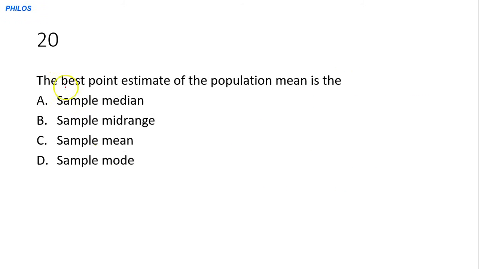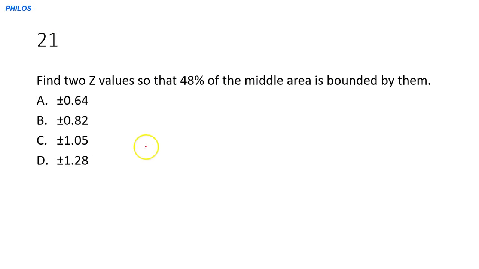Question 26. The best point estimate of the population mean is the sample mean, C. Question 21 says, find the two z values so that 48% of the middle area is bounded by them.